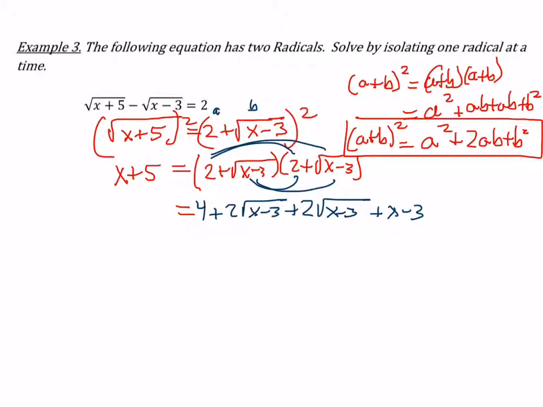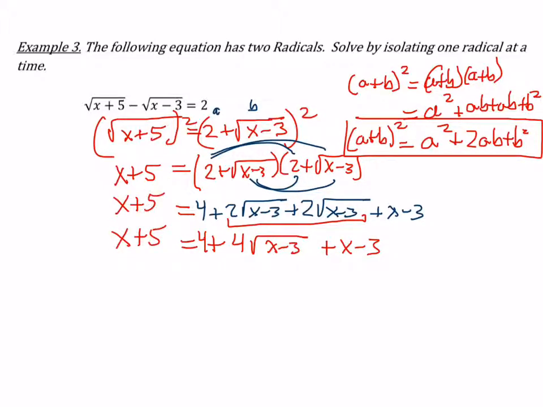And so in the end, we have 4, and these two guys added together will be 2 times 2 squared of x minus 3, which would be 4x minus 3 plus x minus 3. And on this side, we have x plus 5. All right, so just keep thinking about that. If you understand this, then we can skip right from there to here.